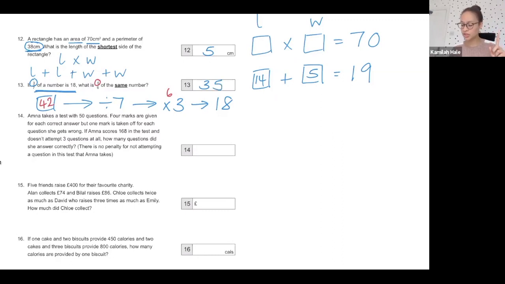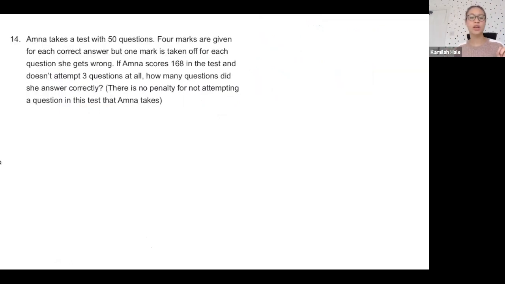Okay, the next question, we're going to need some more room because we're going to need to do some trial and error for this. Okay, get ready because it's a long-winded one.